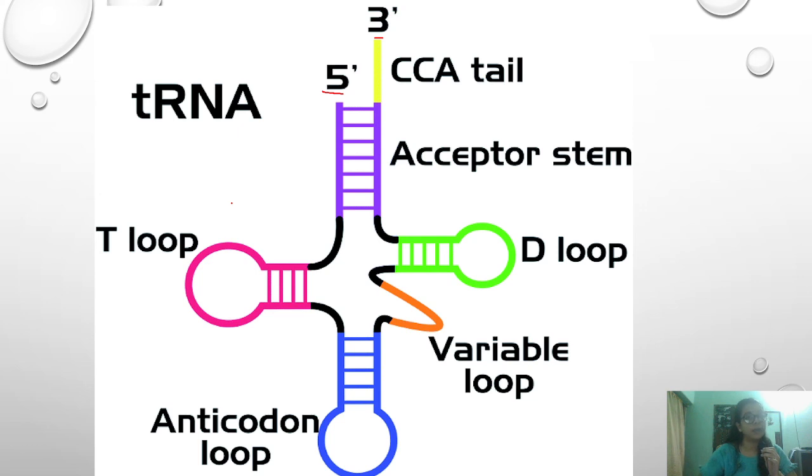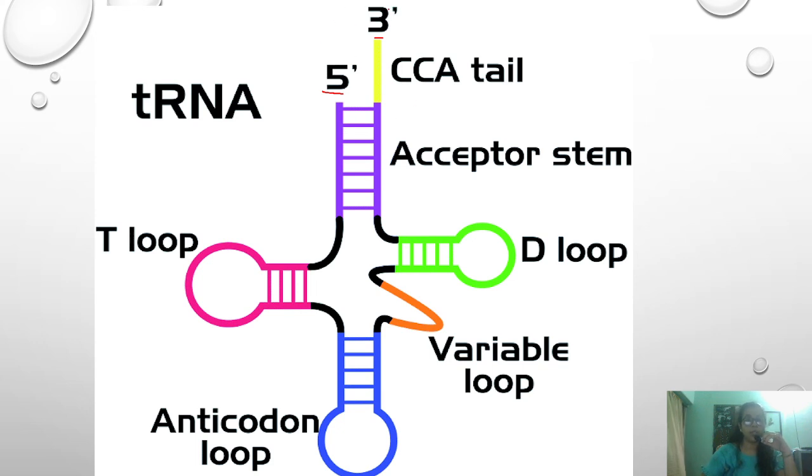In certain arms only stems will be present and no loop. In certain cases only loop will be present, no stem will be present. So each one of them we will be discussing one by one. First we will be discussing the acceptor stem. What is the role of the acceptor stem? The acceptor stem is this arm, this stem. Okay, it has only stem but does not have any loop.